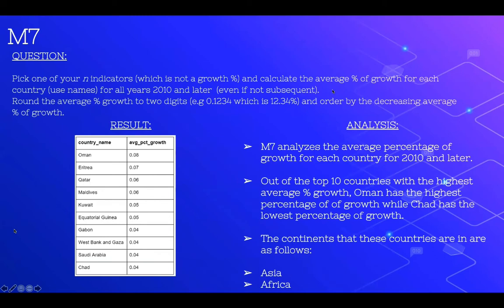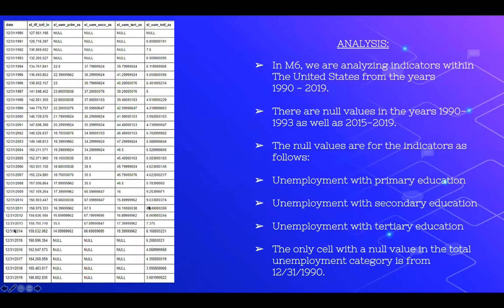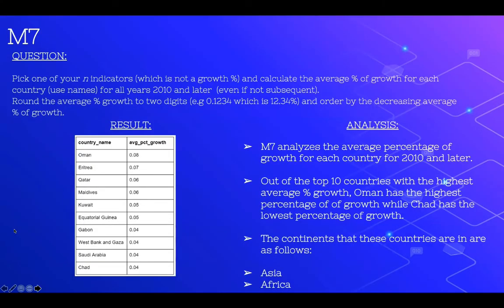For M7, pick one of your indicators and calculate the average percentage of growth for each country for all years 2010 and later. Round the average percentage to 2 digits and order by decreasing average. M7 analyzes the average percentage of growth for each country for 2010 and later. Out of the top 10 countries with the highest average percentage growth, Oman has the highest percentage of growth, while Chad has the lowest percentage of growth. The continents that these countries are in are as follows: Asia and Africa.